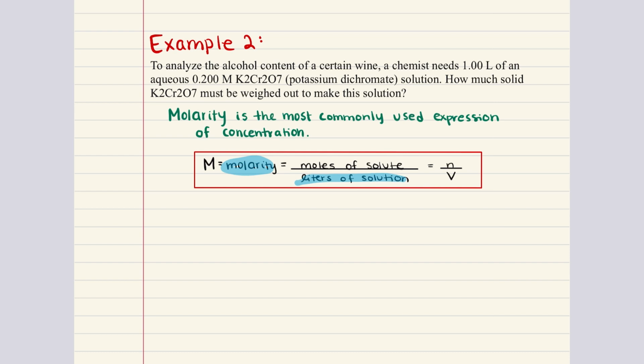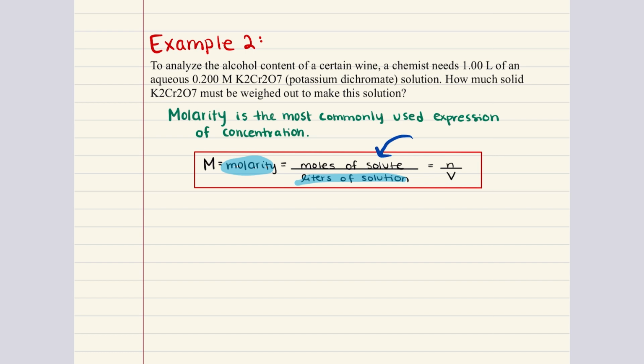Technically, using our definition of molarity, we can go ahead and figure out the moles of solute, aka the moles of potassium dichromate. However, this problem asks us for how much solid potassium dichromate must be weighed out. So our final answer needs to be in grams of potassium dichromate. So first we're going to figure out moles, and then we're going to convert moles of potassium dichromate to grams in order to solve the problem. So let's go ahead and do just that.